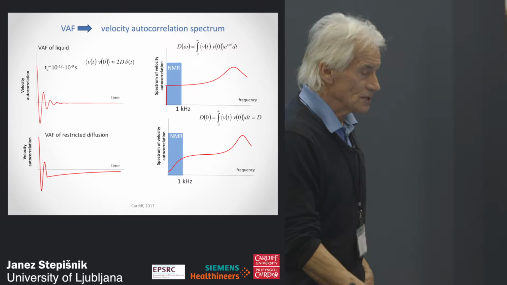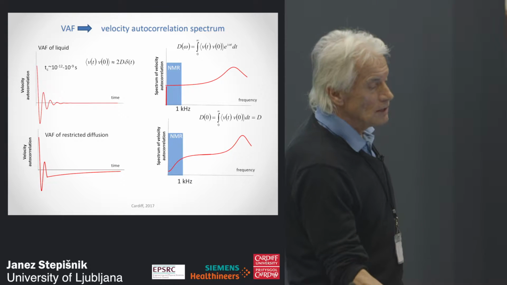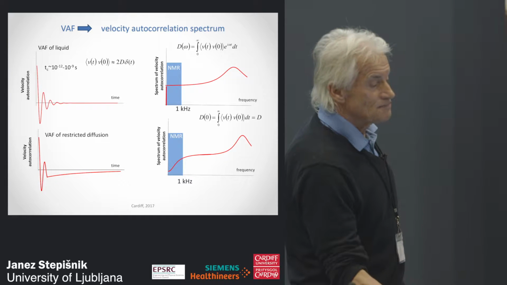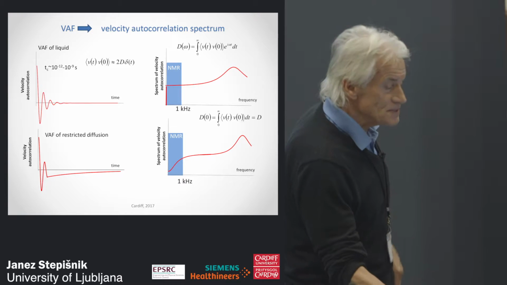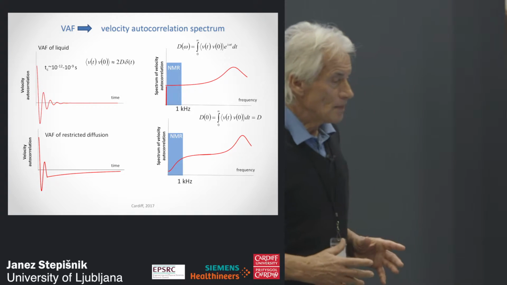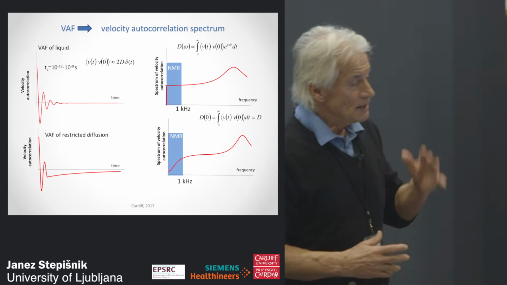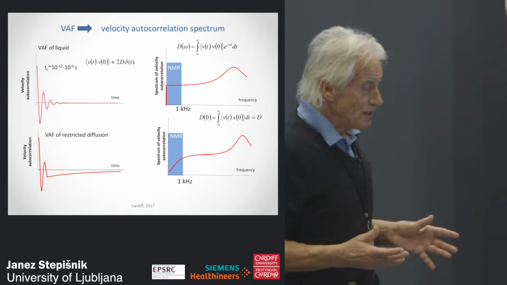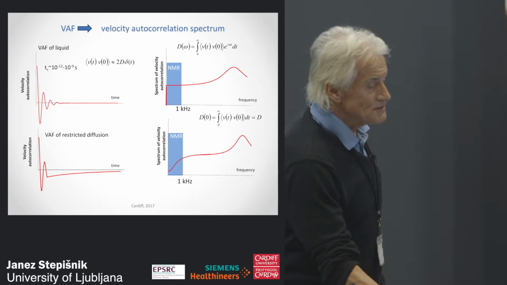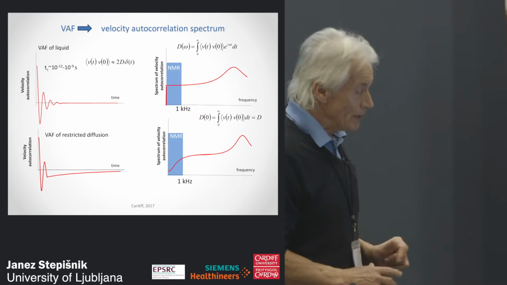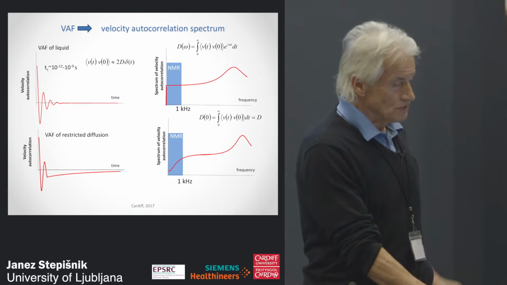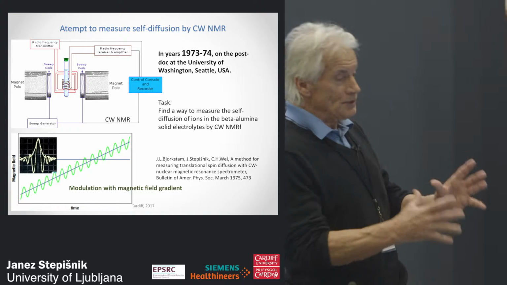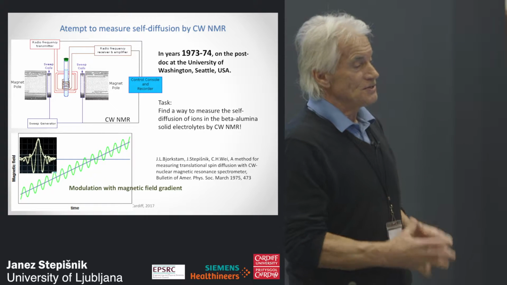What about restricted diffusion? These long tails mean that in this region the frequency spectrum is going down, and it is just in the range of NMR. Of course, we are working in the range of NMR, even using pulse sequences or the pulsed gradient spin echo or something else. We are always in this regime, and we always get something from about this. And this is just an explanation of what the velocity autocorrelation function spectrum is.